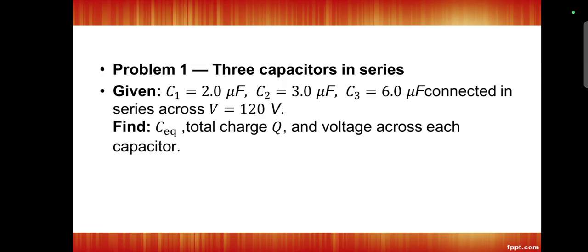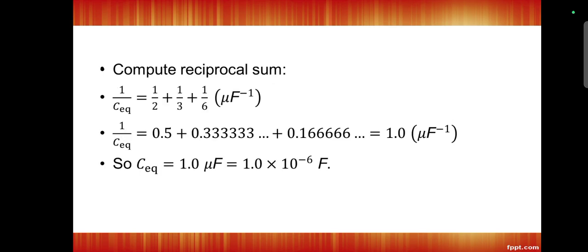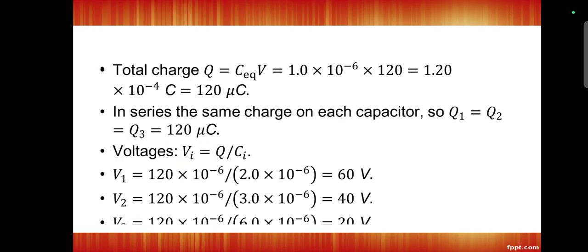So we have one problem. C1, C2, C3 are given, and the three capacitors are connected in series, and you are asked to calculate the total C equivalent. 1 by C equivalent is equal to 1 by C1 plus 1 by C2 plus 1 by C3. Substituting C1, C2, C3 and finding 1 by C equivalent, then taking the inversion to find C equivalent, it is 1 microfarad, that is 1 into 10 power minus 6 farads. So this is all about that one.